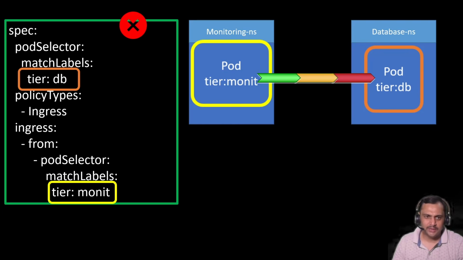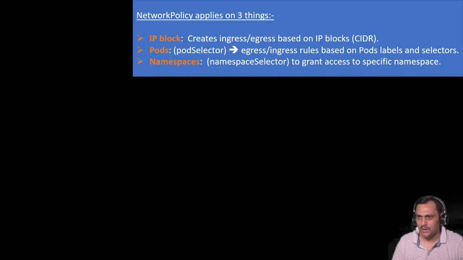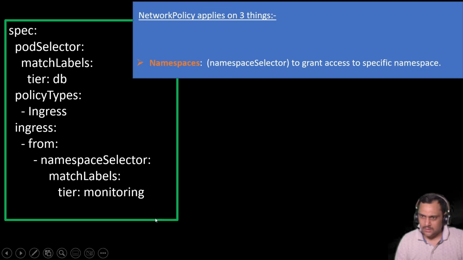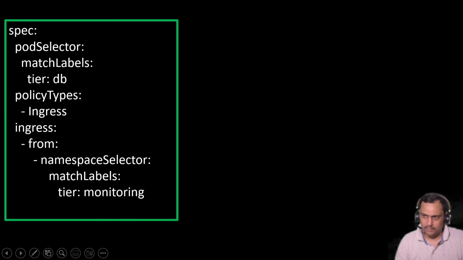It means that we need a new kind of selector to choose pods from other namespaces. Here we use namespace selectors. So let's explore this one. Remember, this is what we discussed. We have covered pod selector. Now it's time to discover namespace selector. This is our manifest file for network policy.